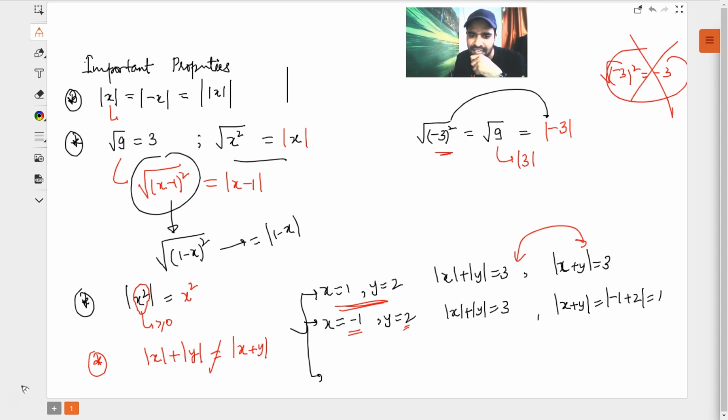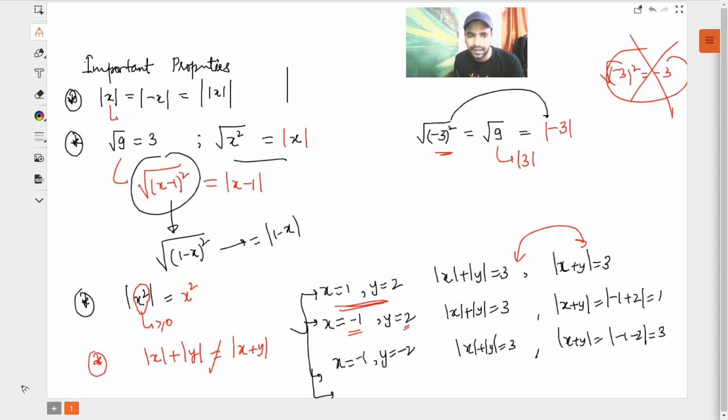I'll tell you a few more examples. If I'm taking x as -1 and y as -2, what is the value of mod of x plus mod of y? Is it equal to 3 or not, guys? Superb. What is the value of mod of x plus y? It is the mod of -1 minus 2, which will come out to be 3, right? I want each and everybody to respond on this.